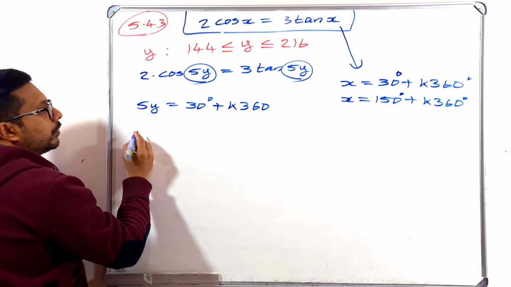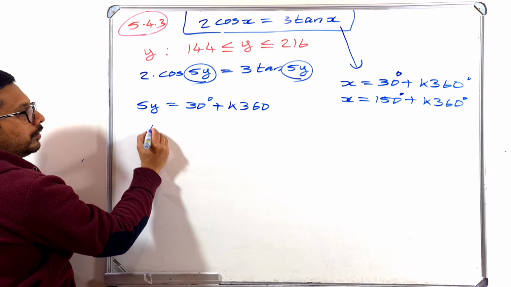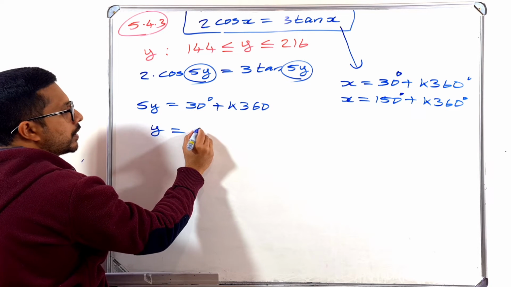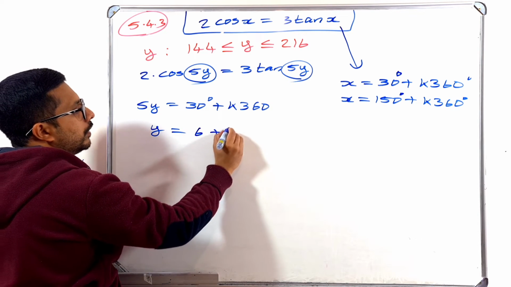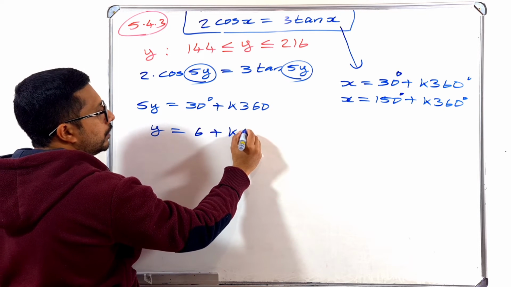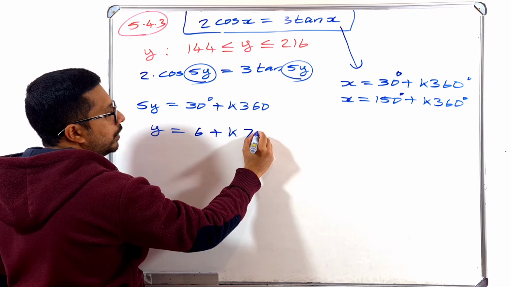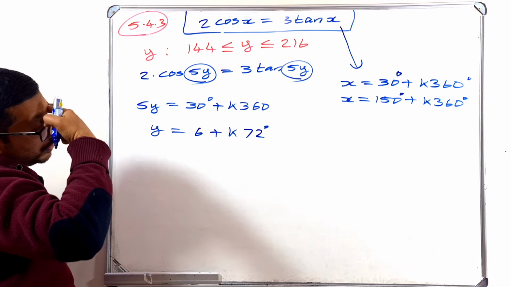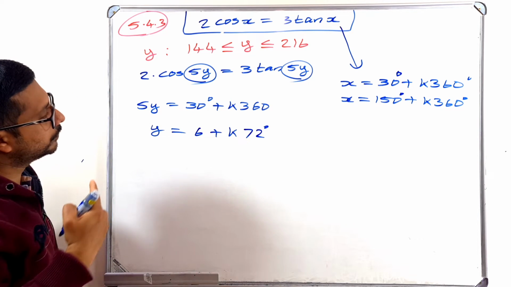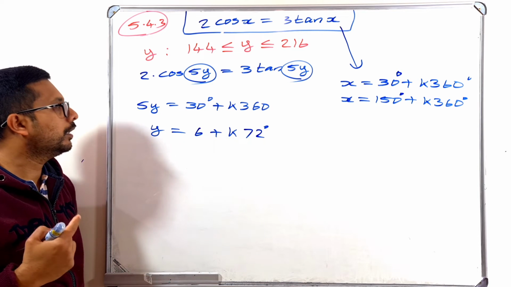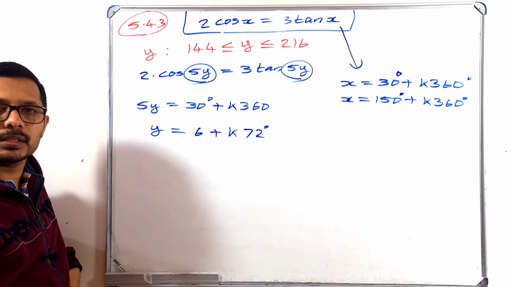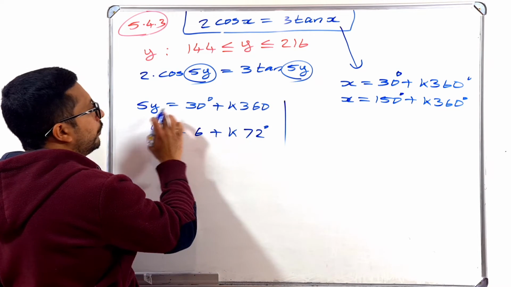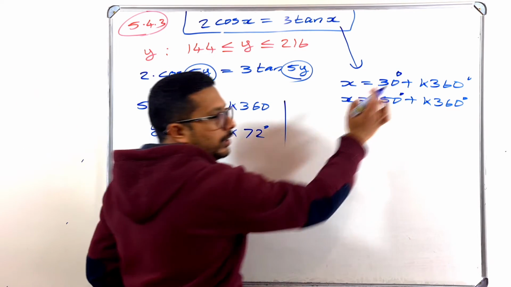Now what is y? Divide throughout by 5. So 30 divided by 5 is 6 plus k times 72. So y is equal to 6 plus k times 72. That is when we take this first general solution.